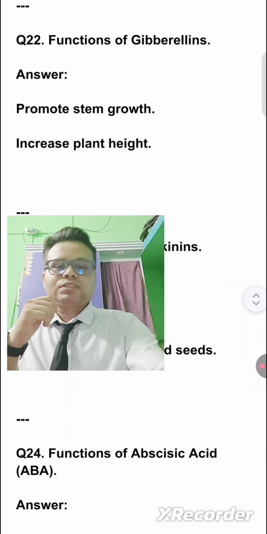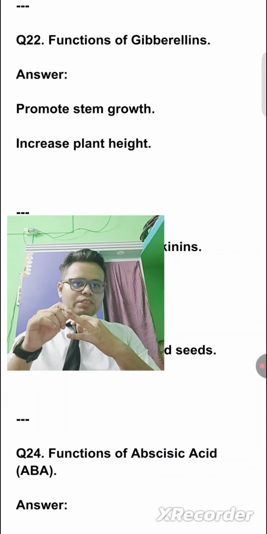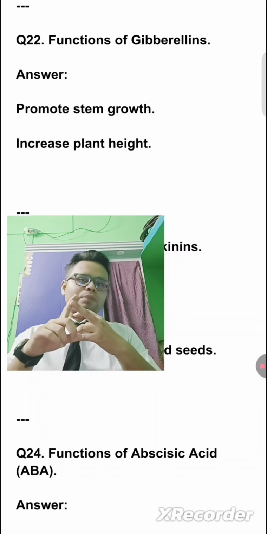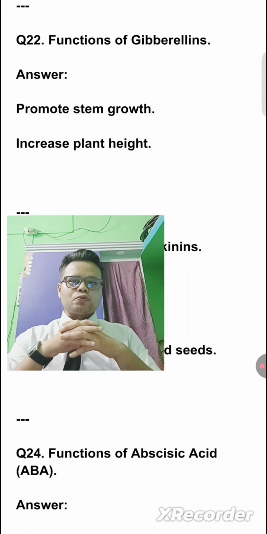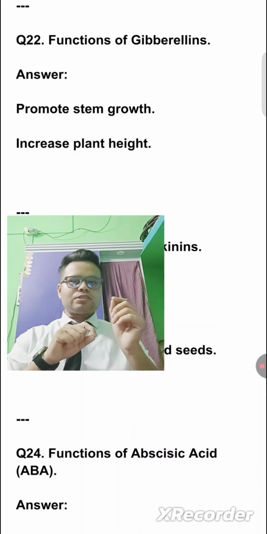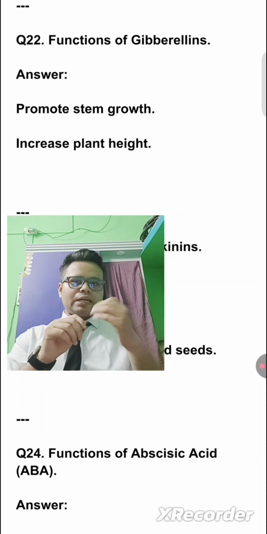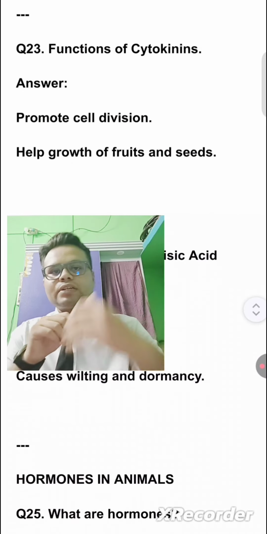After that, the function of gibberellins: they promote stem growth, first of all, and second, increase plant height. Both are growth responses due to the function of gibberellin. Promoting stem growth comes under gibberellin, and increasing plant height also comes under gibberellin. What is the function of cytokinins?